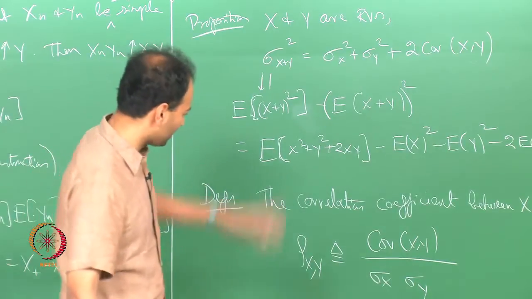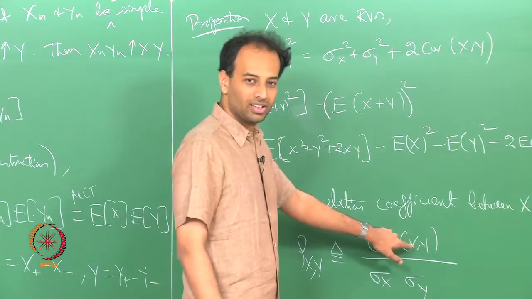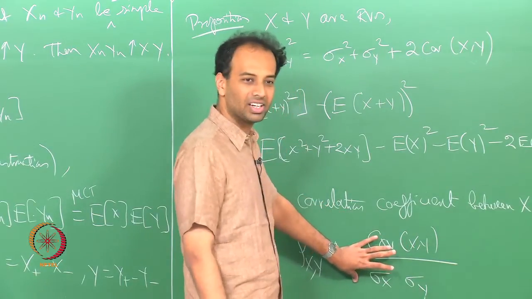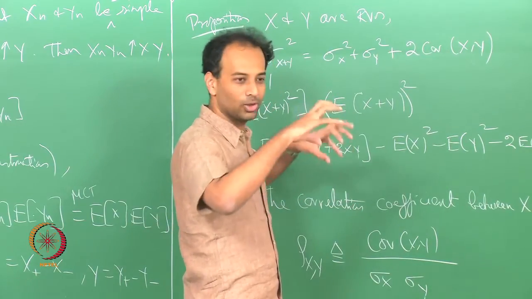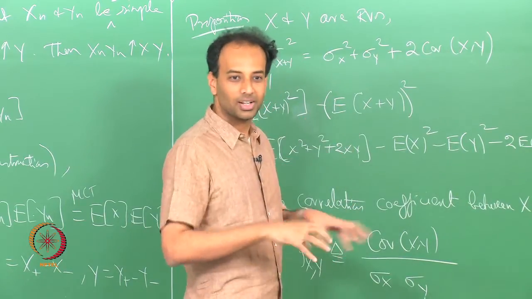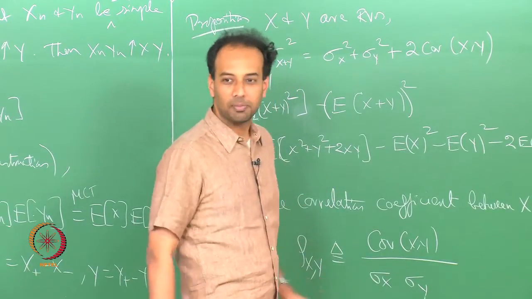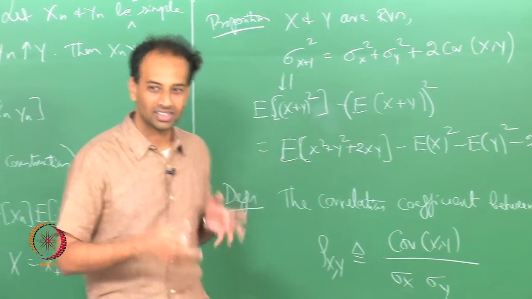So in some sense this is a scaled version of the covariance. It is somewhat scale invariant. If you are measuring x and y in, let's say, kilograms as opposed to grams, you will get different answers for the covariance, but rho xy will be the same, no matter what units you measure x and y in. It's like a scale free thing.